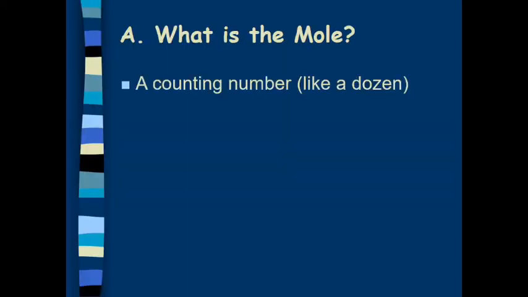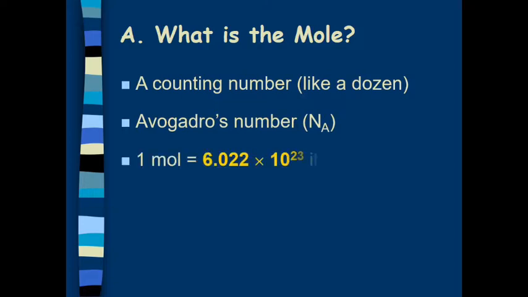It is going to be a counting number like a dozen. We are all familiar with a dozen means 12. And the mole is related to Avogadro's number. 1 mole equals 6.022 times 10 to the 23rd items. So if you're talking about a mole of atoms, then you have 6 times 10 to the 23rd atoms of an element or a compound. That is an extremely large number.